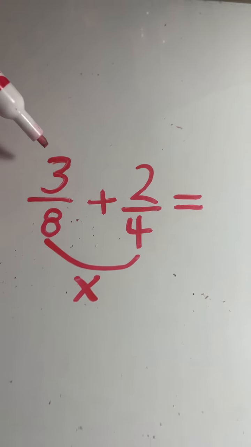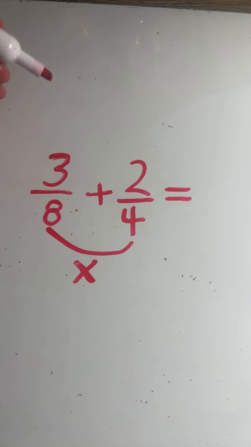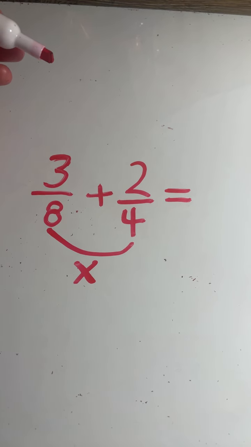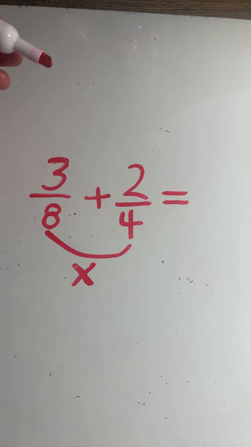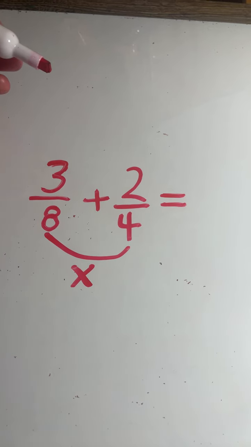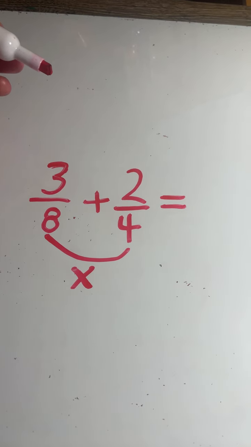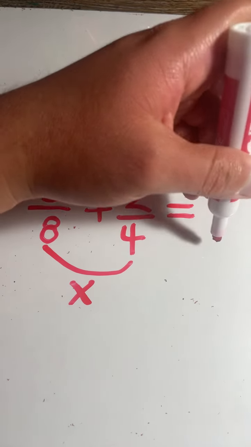If you know what 8 times 4 is, type the answer in the chat. 8 times 4, put it in the chat if you know it. All right. 8 times 4 equals 32.